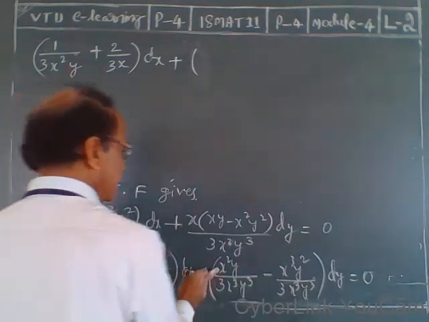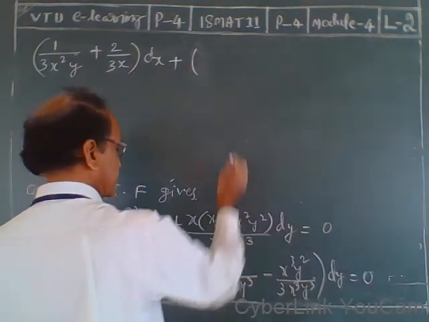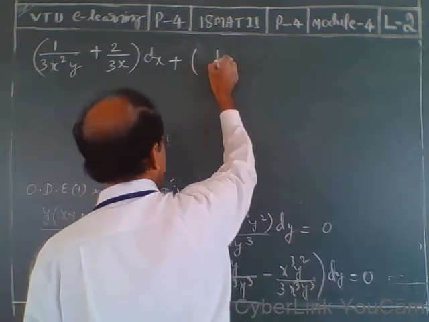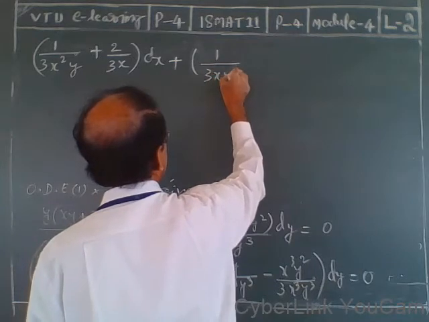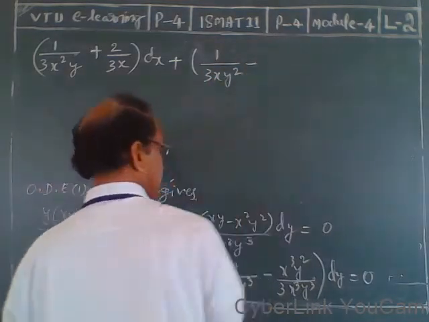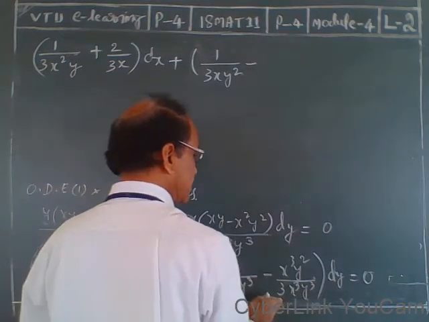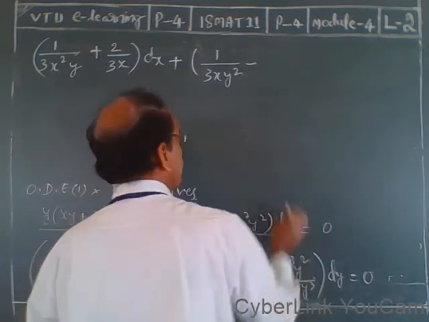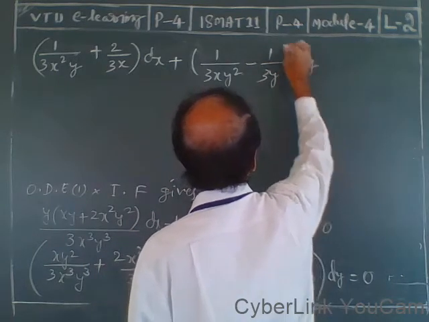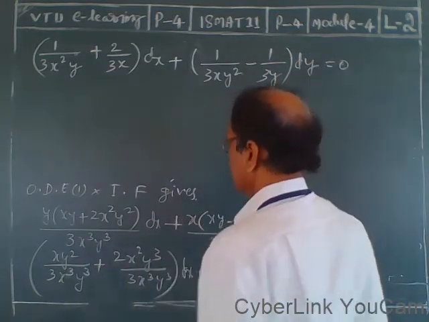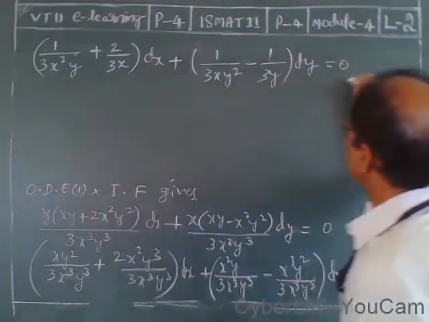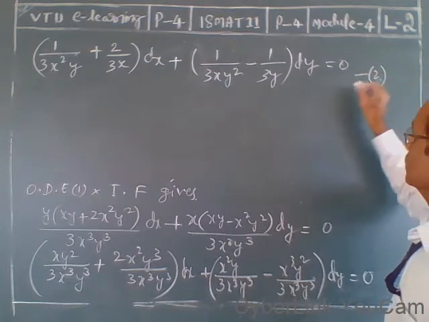plus of here x square cancels and y cancels, so 1 divided by 3 times x into y square, I think, minus 1 divided by 3 x cube cancels, 1 divided by 3y, it is dy equal to 0. This is equation number 2, ODE.